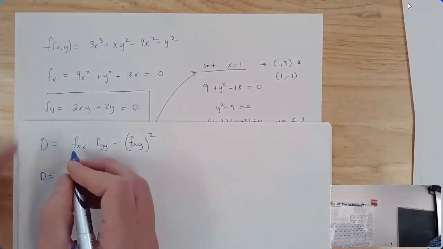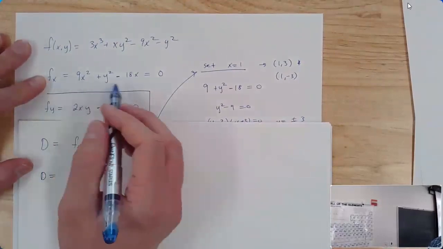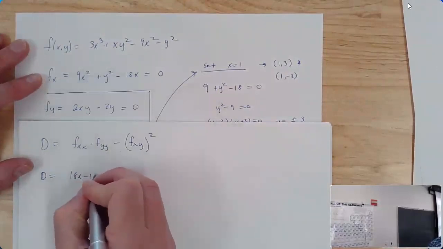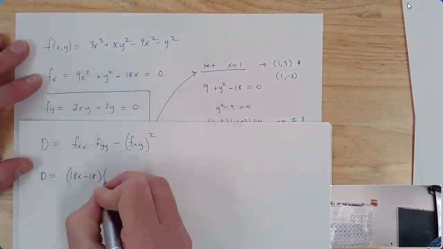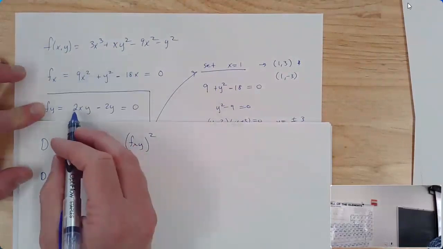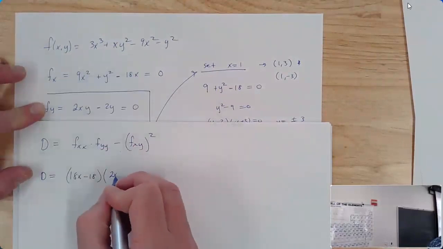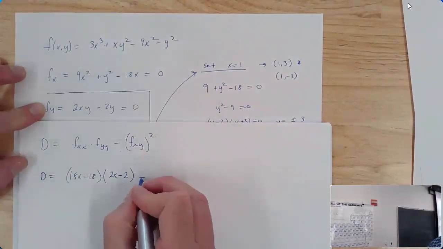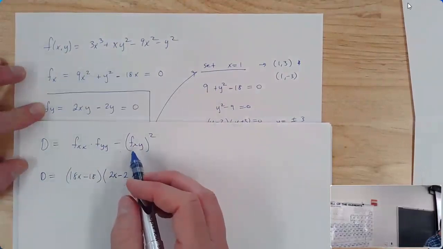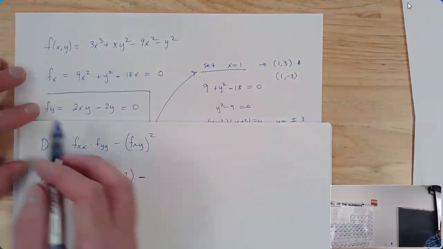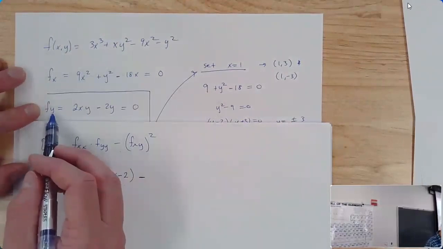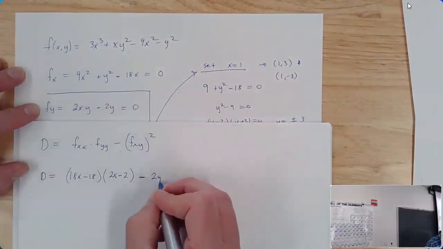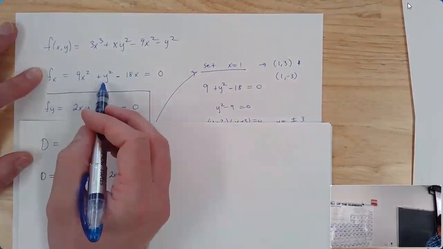So let's see here. Fxx is going to be taking the partial of this with respect to x. I'm going to get 18x minus 18. Fyy, taking the partial with respect to y, is going to give me 2x minus 2. And then the mixed partial, of x with respect to y, or y with respect to x: fyx should be 2y. That seem right? Yeah, fxy should be 2y.